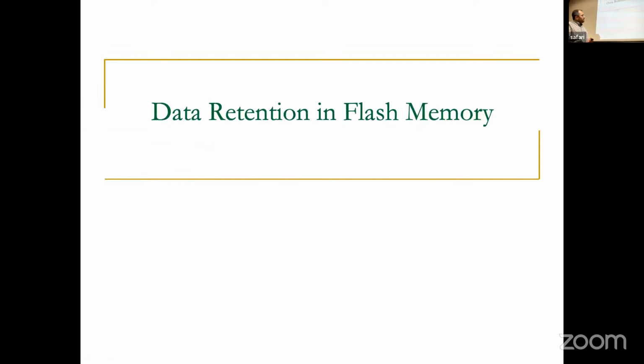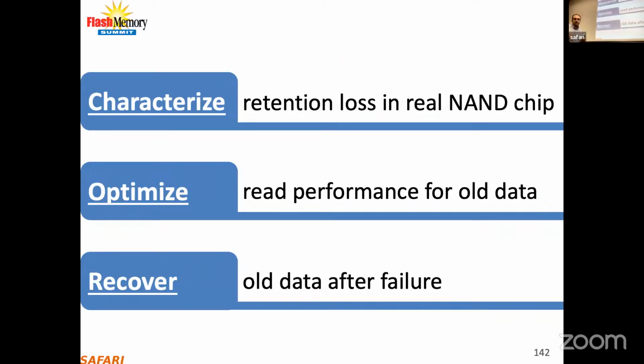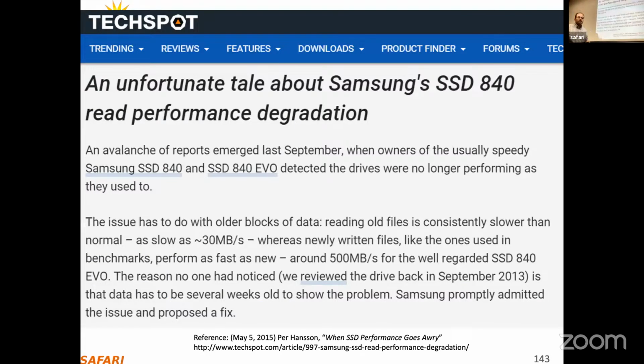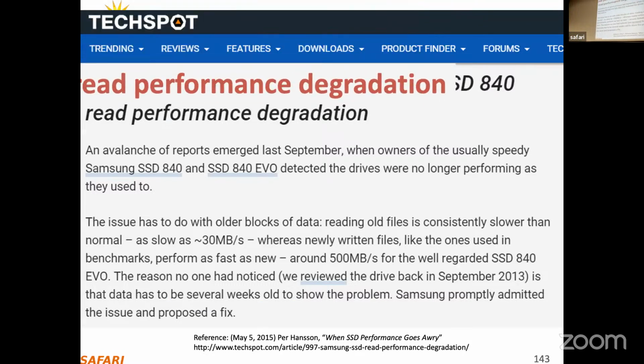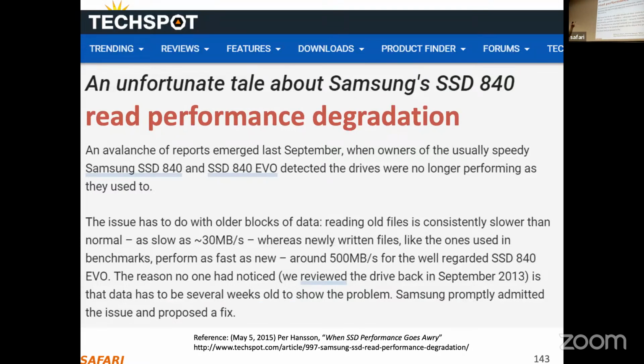So, data retention in flash memory: we should characterize retention loss in real NAND chips. And then after characterization, when we understand it, we can optimize read performance for all data, and then we can recover from the issue. So this is some report that has been posted before. You can see an unfortunate tale about Samsung's SSD 840 and its read performance degradation.